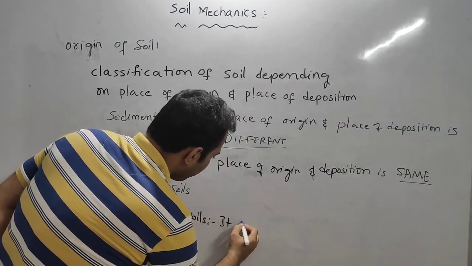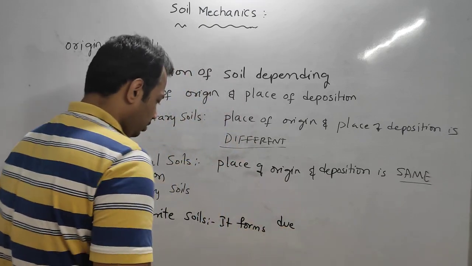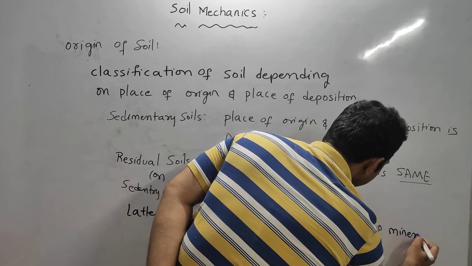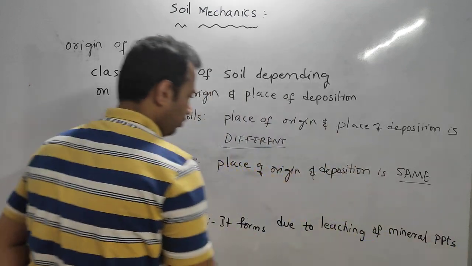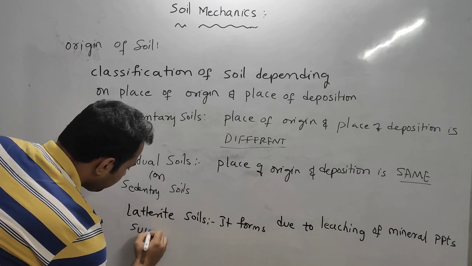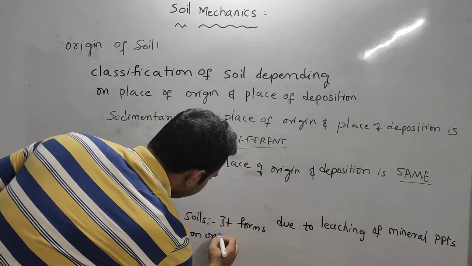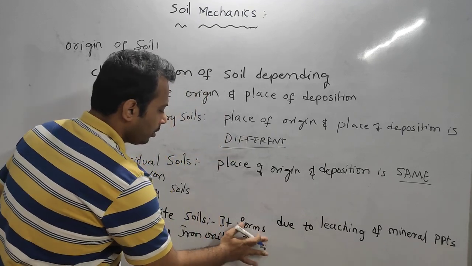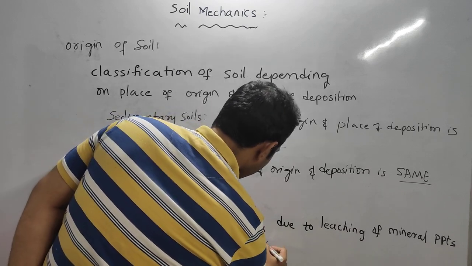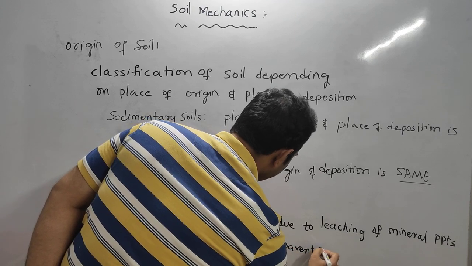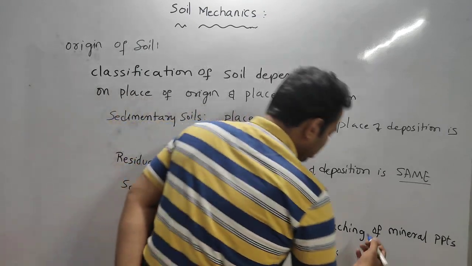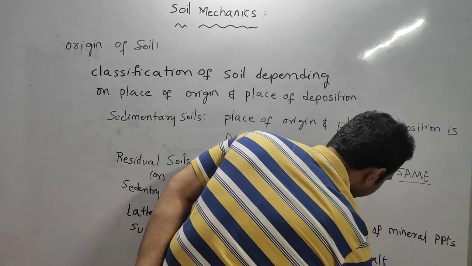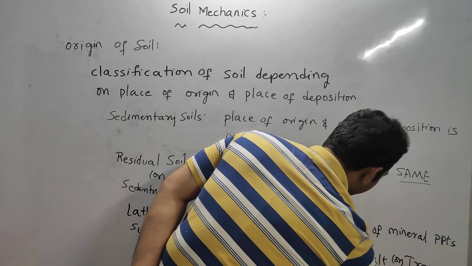It forms due to leaching of mineral precipitates such as iron oxide out of a parent rock, basalt or trap. So these are the parent rocks, very very important.